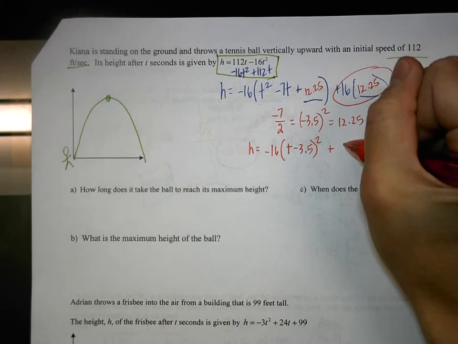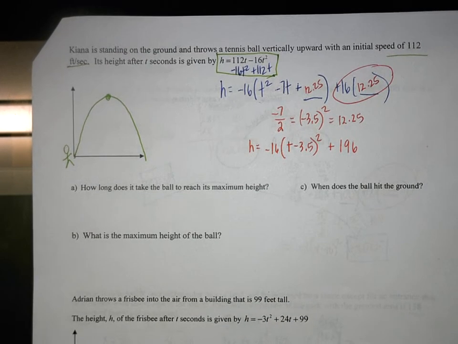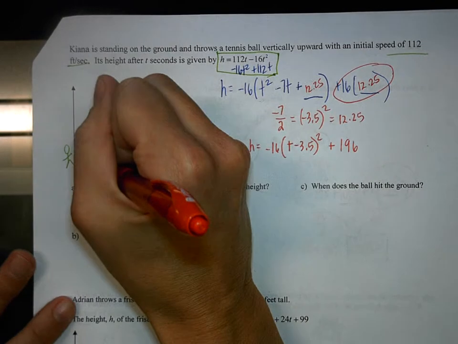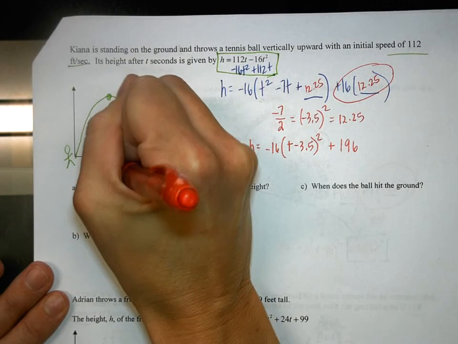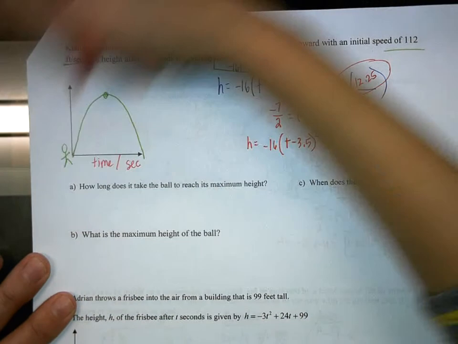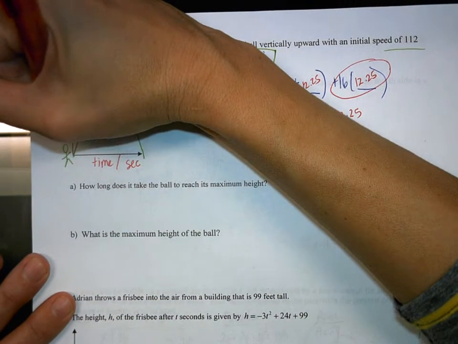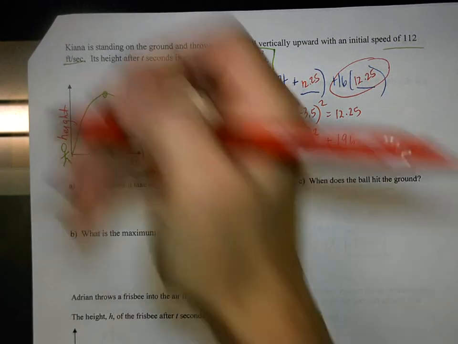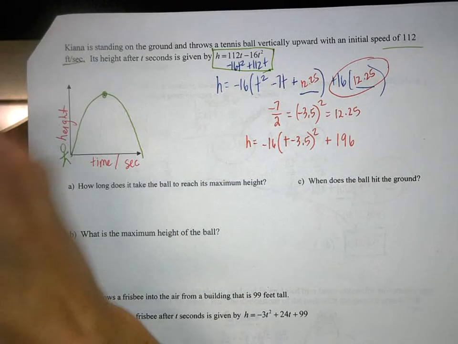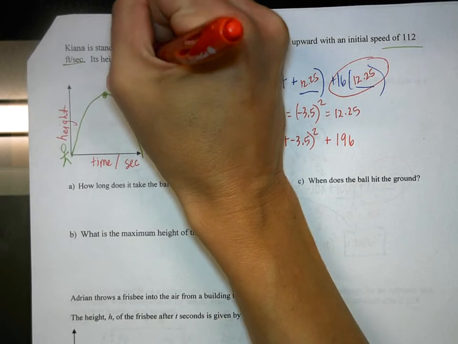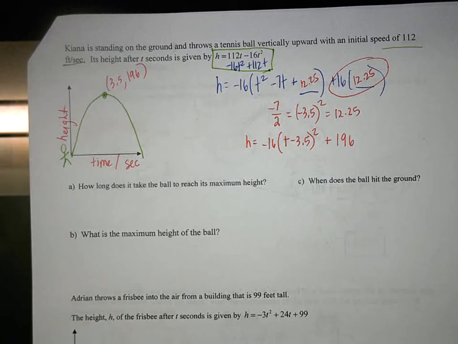Okay. So, what does this information tell us? First of all, just so you know, this is your time that's going this way, which is really seconds. Along the side, this is when she's throwing it up. This is your height. Okay? So, if this is your vertex, you have an ordered pair that we know, and that ordered pair is 3.5, 196.